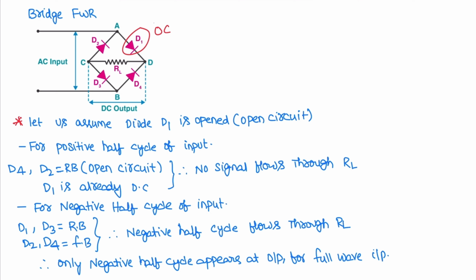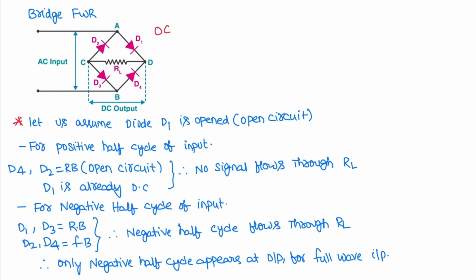For the negative half cycle, D1 and D3 are reverse biased, that is open circuited, and D2 and D4 are forward biased. Now current will flow like this. This is the flow of current through the load resistor. So that means the negative half cycle exists at the output. Therefore, only the negative half cycle is appearing at the output.